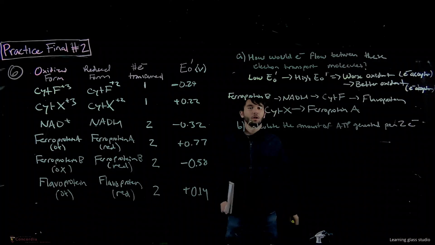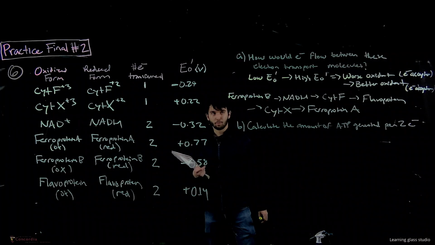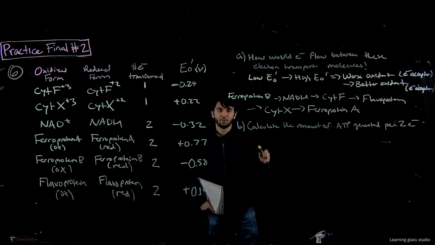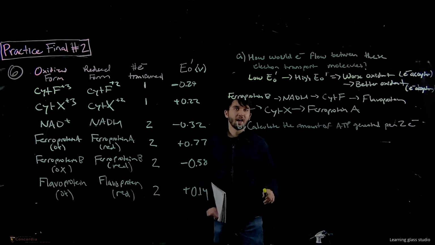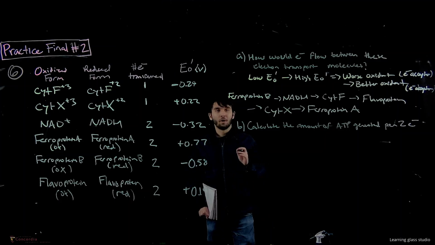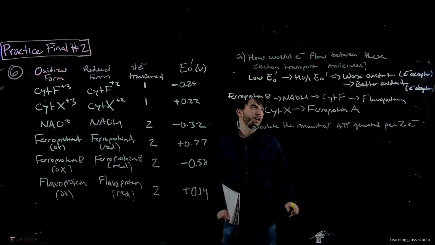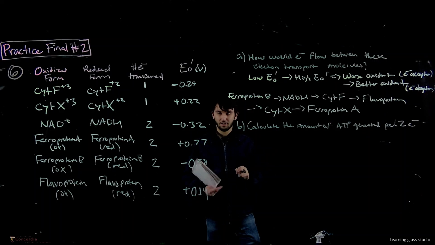Overall, we can summarize this process as going between ferroprotein B and ferroprotein A, and all the stuff in the middle doesn't matter, because if you add together all of these individual redox reactions, they just cancel out to give you the net reaction between ferroprotein B and ferroprotein A. Ferroprotein B is the worst oxidant, meaning it does not want to accept electrons, it wants to donate electrons. Ferroprotein A is the best oxidant, meaning it wants to accept electrons, it does not want to donate electrons. Okay?